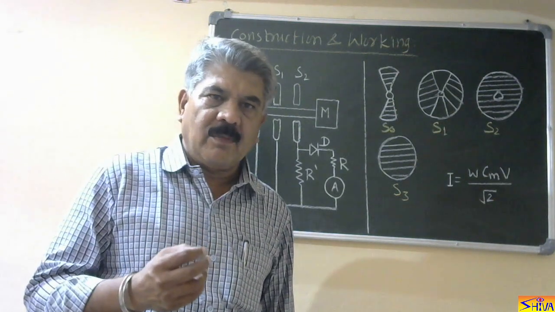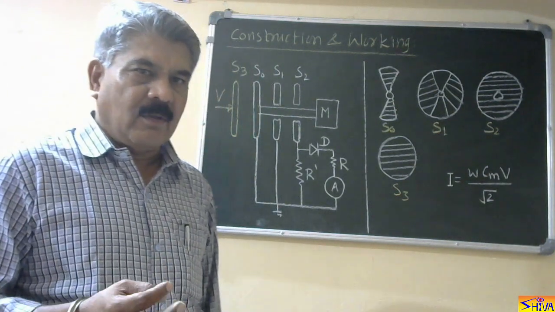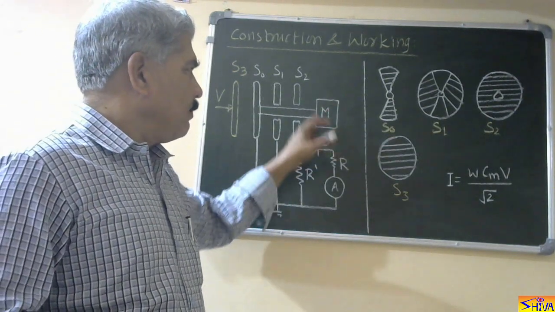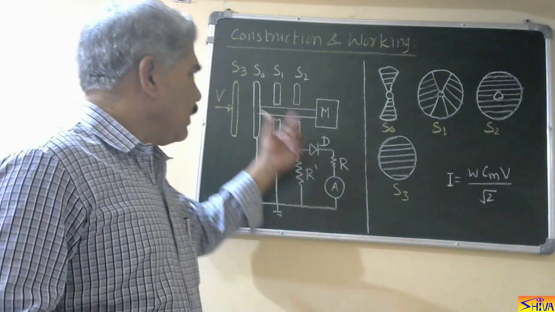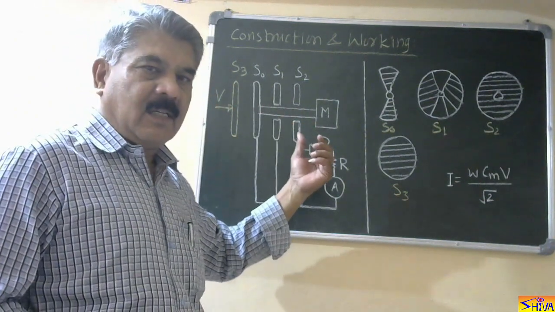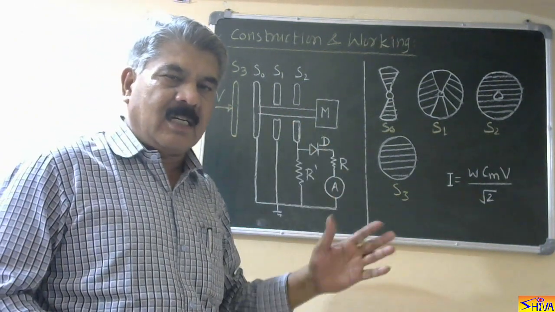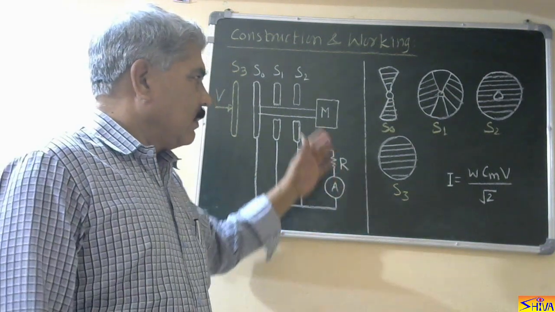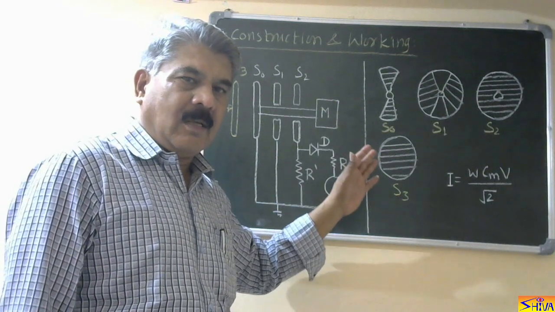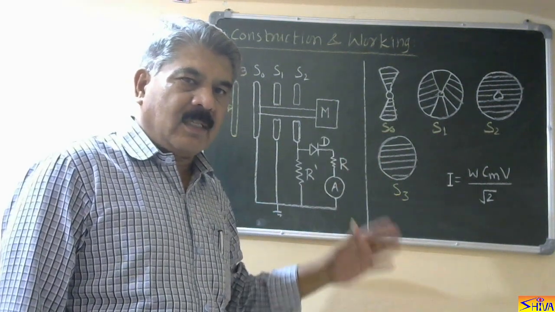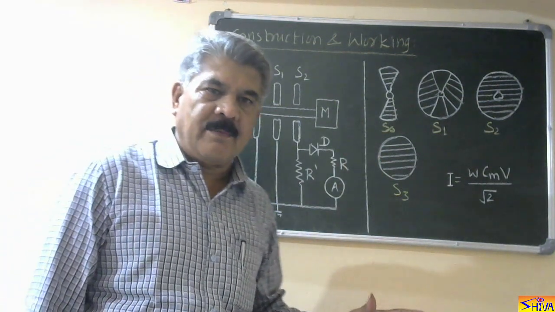Now let us see what are the drawbacks. First drawback is we need this synchronous motor, so extra cost. And second, this variable capacitor arrangement is very sensitive. If a slight disturbance is there, then the capacitance is disturbed and we need to calibrate the whole thing again. So this is how the generating voltmeter works.